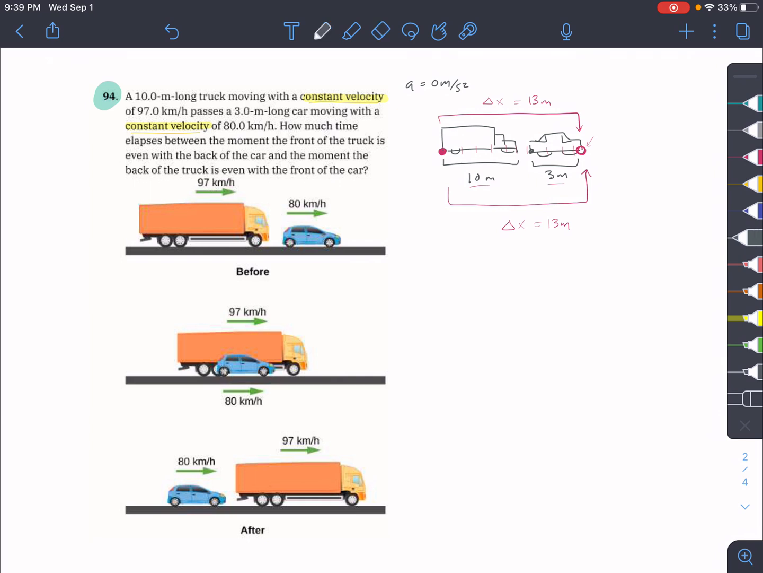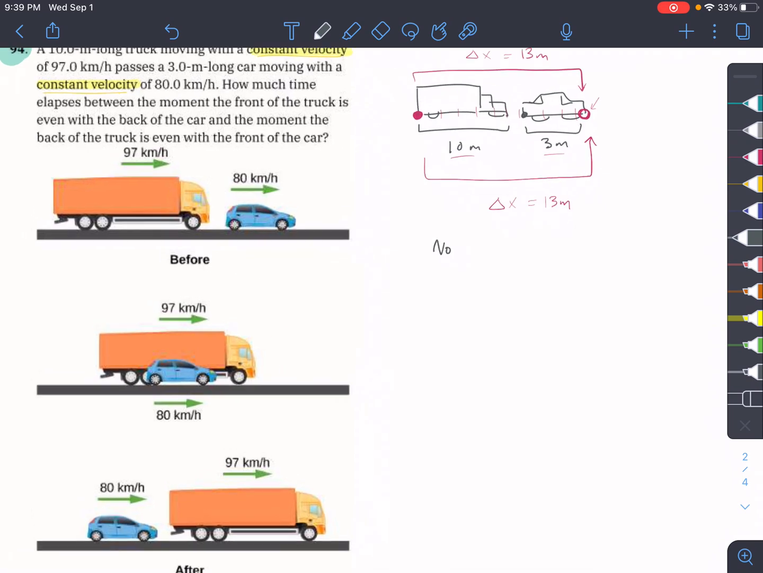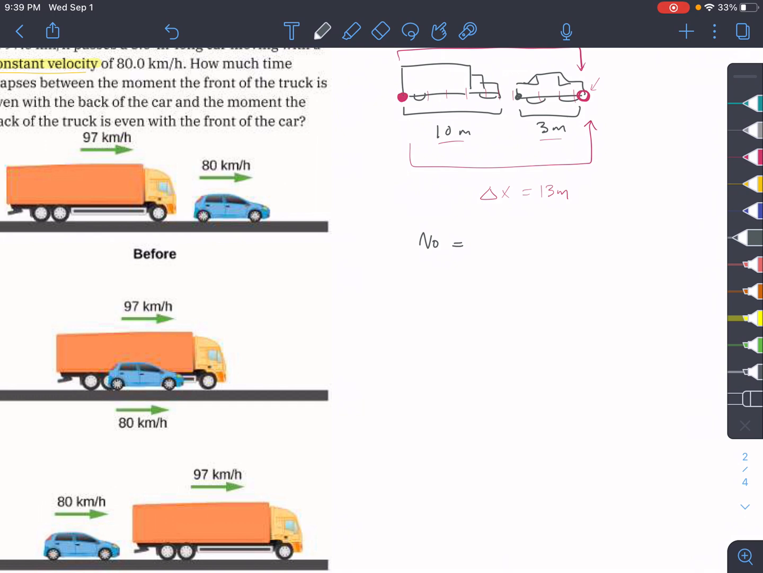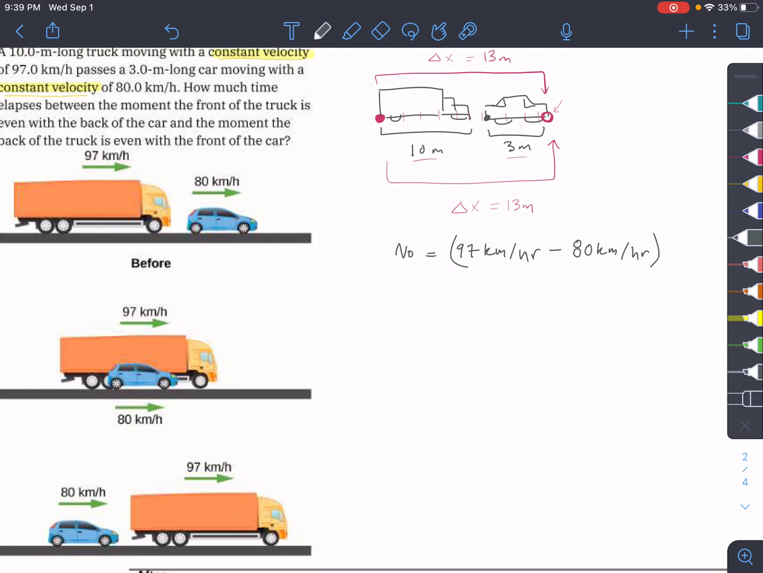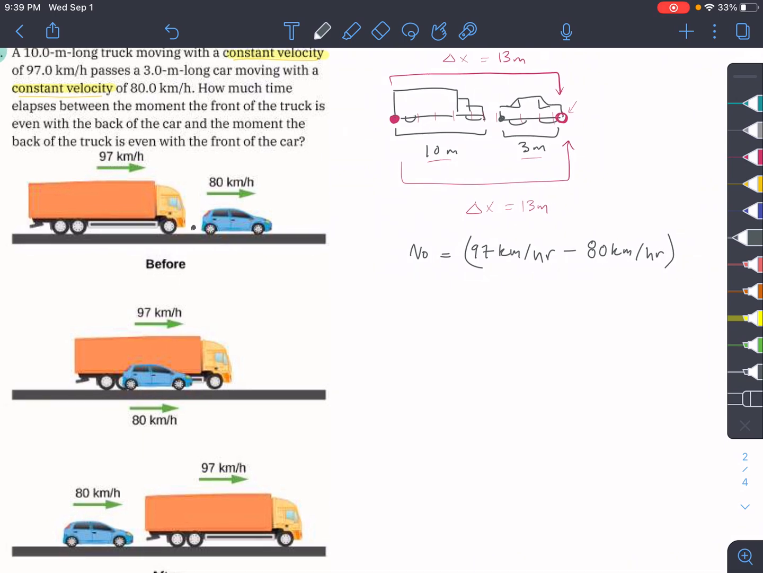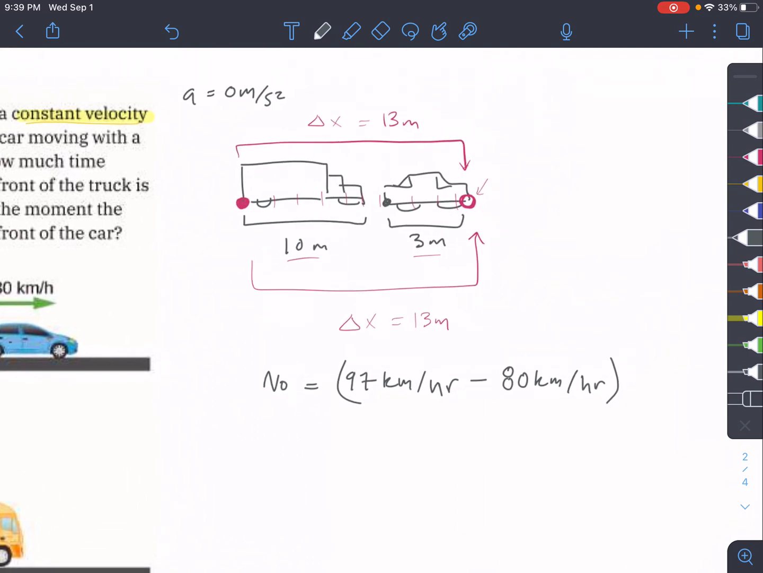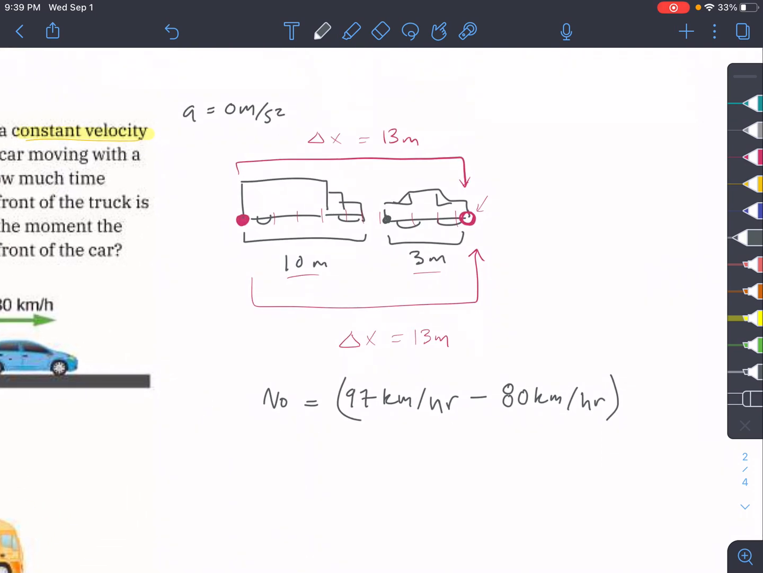So I have two constant velocities. So I am looking at the initial velocity of the truck, but it's going to be relative to the car, right? So I'm going to take 97 kilometers per hour minus 80 kilometers per hour. Okay, so this is a moving reference frame, right? Because I'm just basically looking at how quickly the truck is moving with respect to the car. So in my problem, I'm just kind of pretending like the car is staying still and that this truck is just moving at 17 kilometers per hour until the bumper is in front of the car.